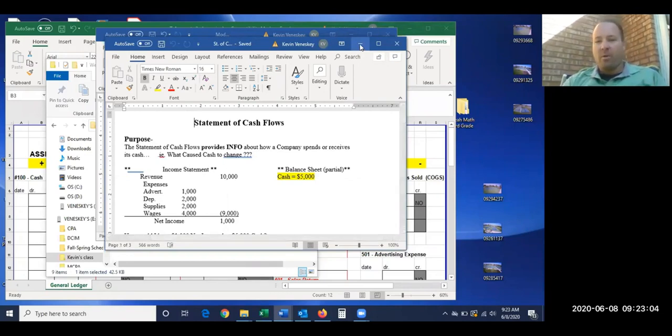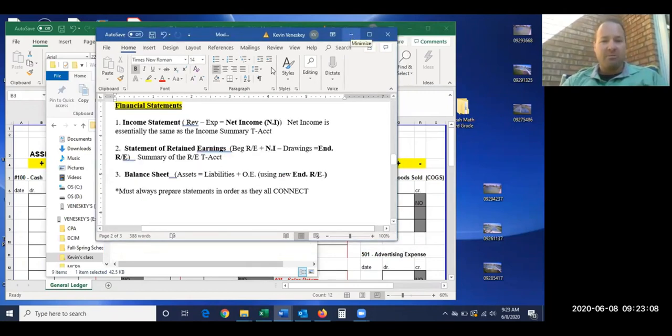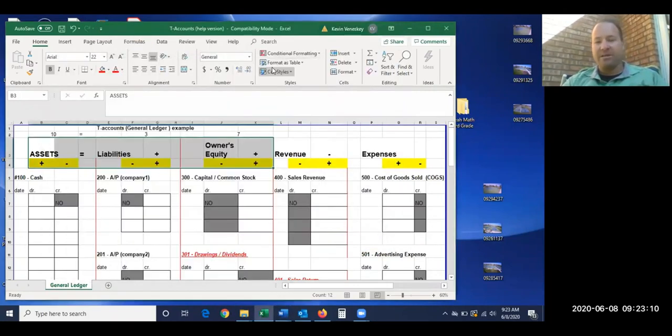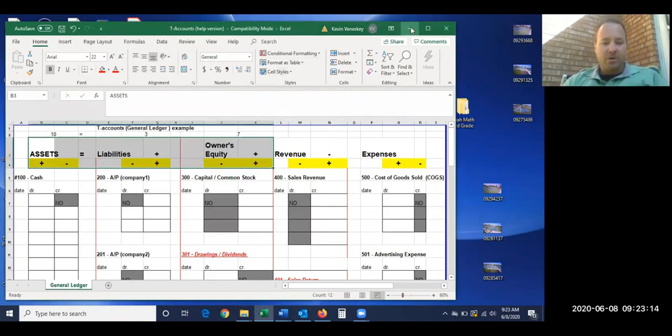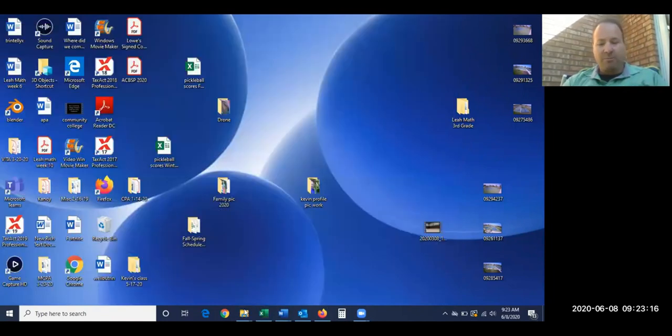So before we do that, what I want to do is simply practice preparing the income statement and the statement of retained earnings, so you can kind of just get a feel. So I want you to pull up that document.